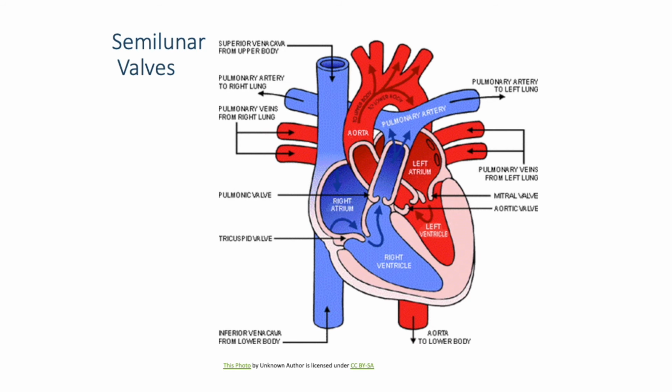Speaking of those semilunar valves, the semilunar valves are the pulmonary valve or the pulmonic valve and the aortic valve. Their function is to open with contraction or systole and close with diastole. The aortic valve is the smallest, thickest valve and withstands the highest pressure. So we're talking the left ventricular pressure to the AO systolic pressure within our systemic system.